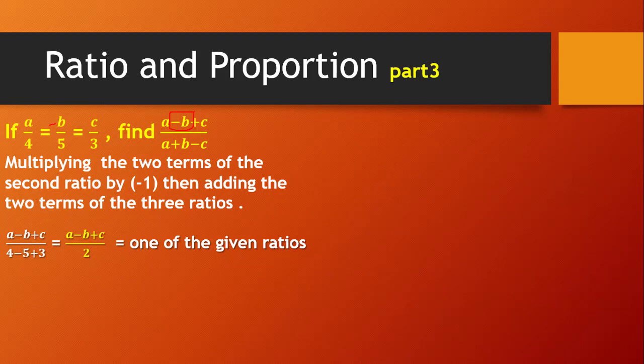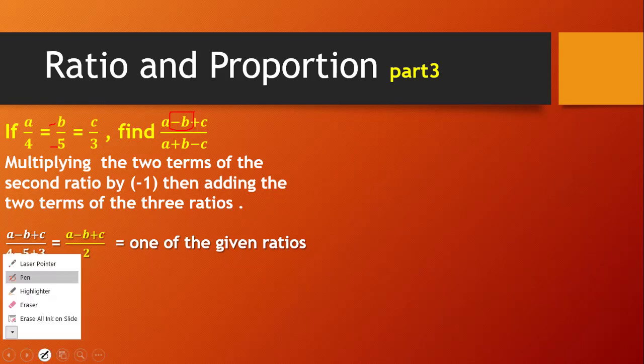Okay, it will be negative b and here negative 5. A minus b plus c over 4 minus 5 plus 3. A minus b minus c, here 4 minus 5 equals negative 1 plus 3 equals 2. So a minus b plus c over 2 is one of the given ratios. Okay, let's continue and look at the denominator.